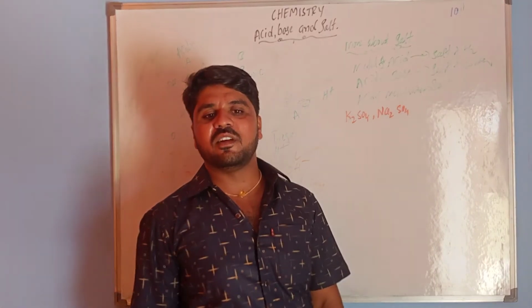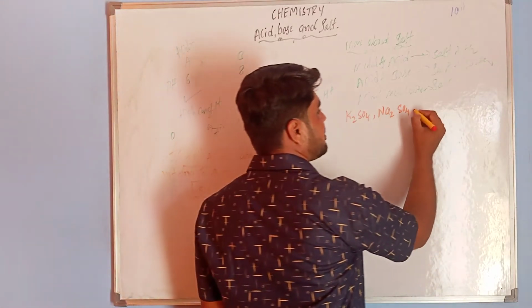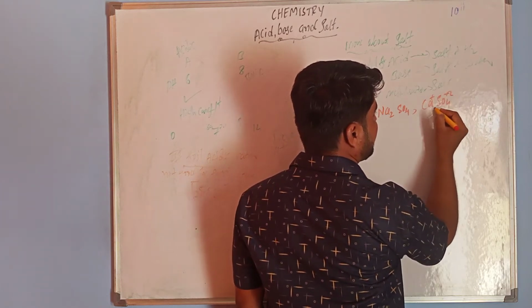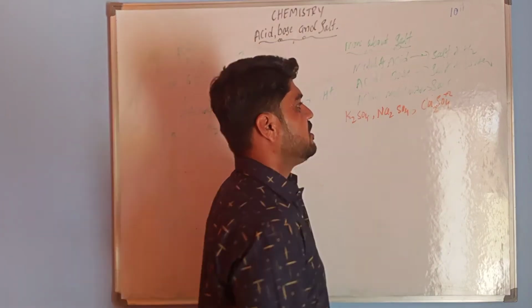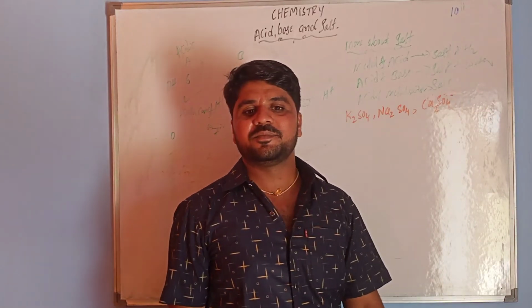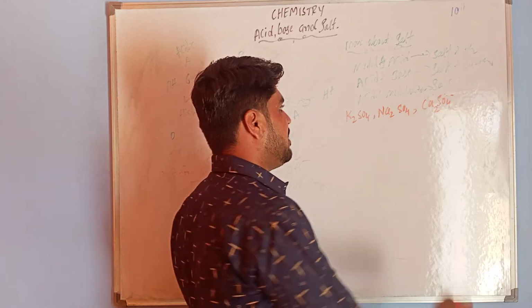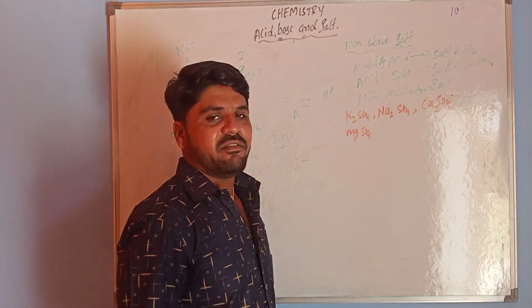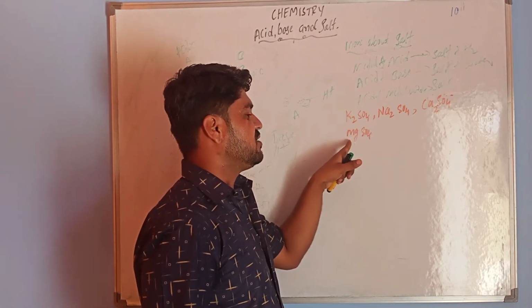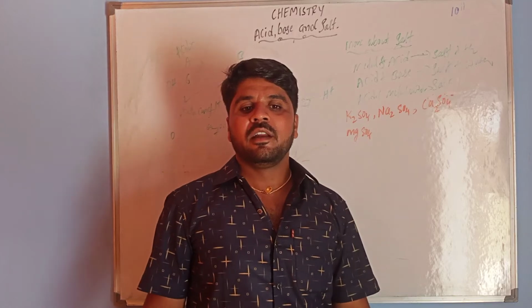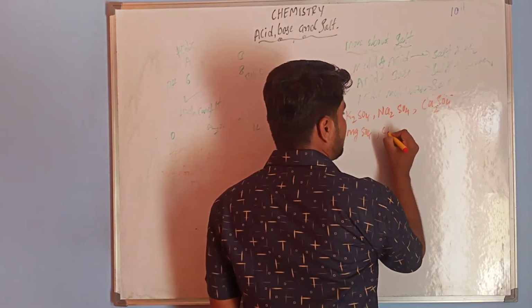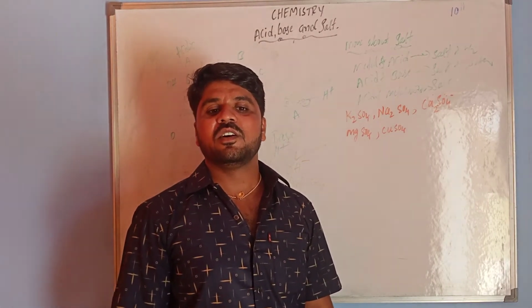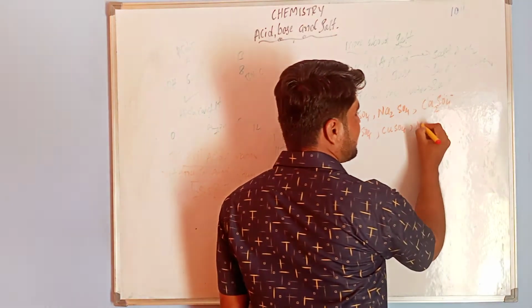Na2SO4, sodium sulfate. Calcium sulfate, CaSO4. Ca is plus 2 and sulfate is minus 2, so balanced, CaSO4. Next is magnesium sulfate. Mg plus 2, SO4 minus 2, balanced. That's why MgSO4. Next is copper sulfate, CuSO4.